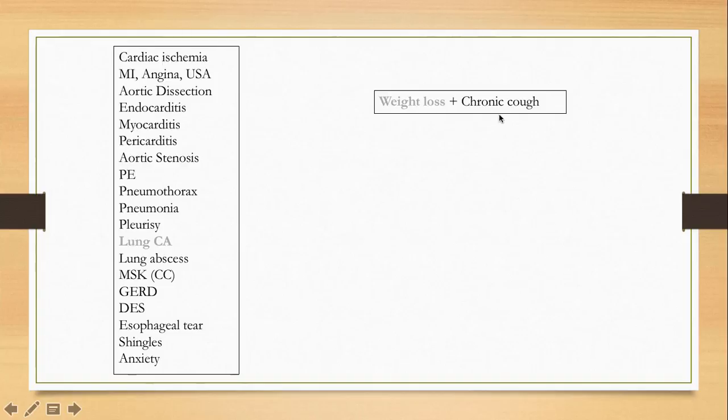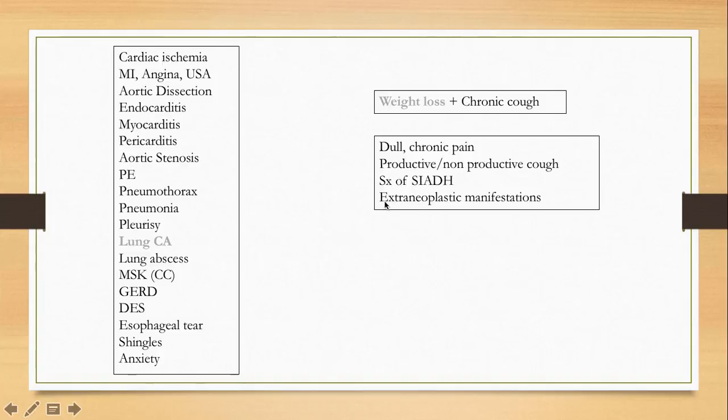So you will say, okay, maybe this patient has weight loss and cough. So you ask about cough or chronic cough, and maybe it is hemoptysis, and if you ask about weight loss and they have lost weight, then definitely you will raise the probability of lung cancer. In addition to that, their pain will usually be dull and chronic, and they possibly have a productive or non-productive cough, but they also can present with extrapulmonary findings, for example, extraneoplastic findings of lung cancer.